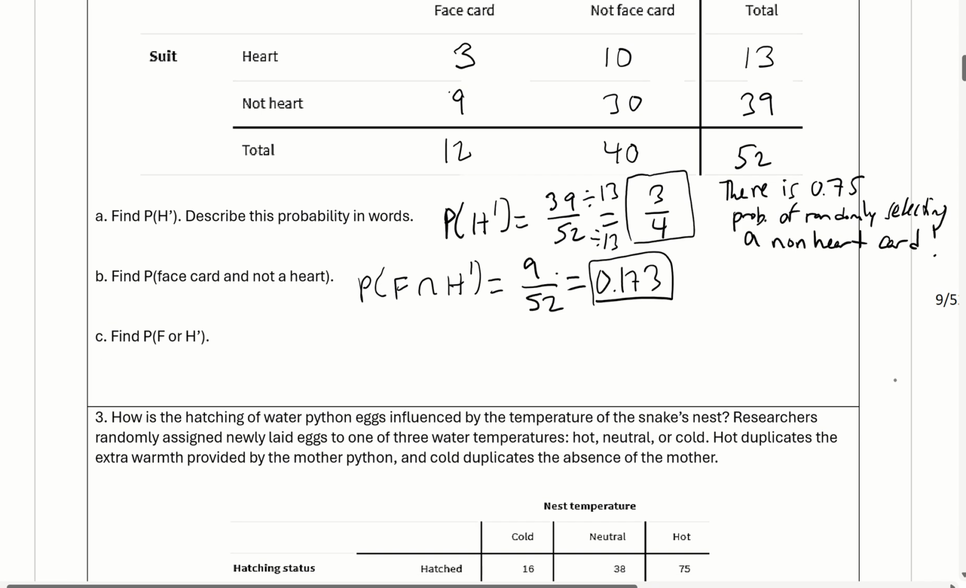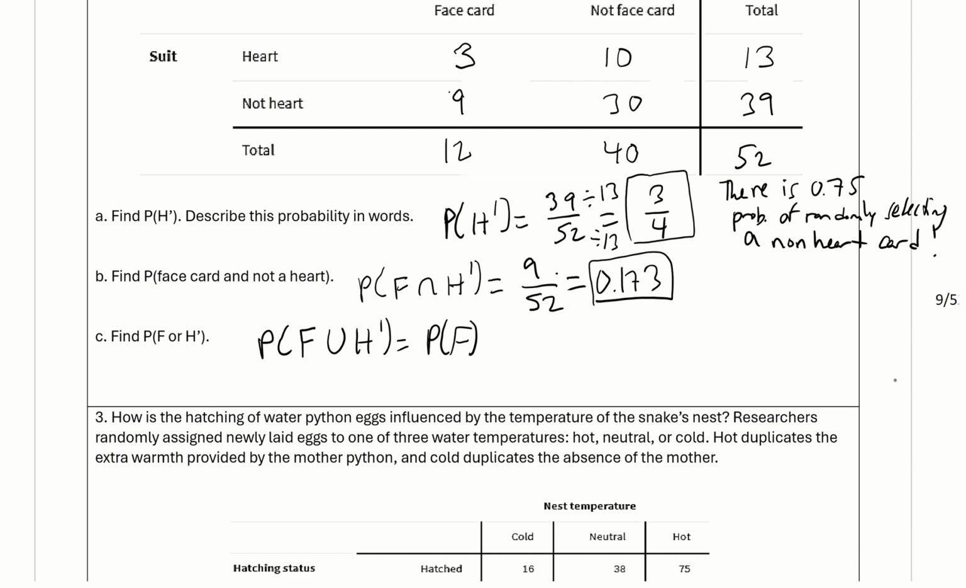Find the probability of face. So the probability of F union H prime. So that's the addition, the general addition rule. So probability of face card plus probability of H prime minus probability of F and H prime. That's the general addition rule. You just got to know that rule.